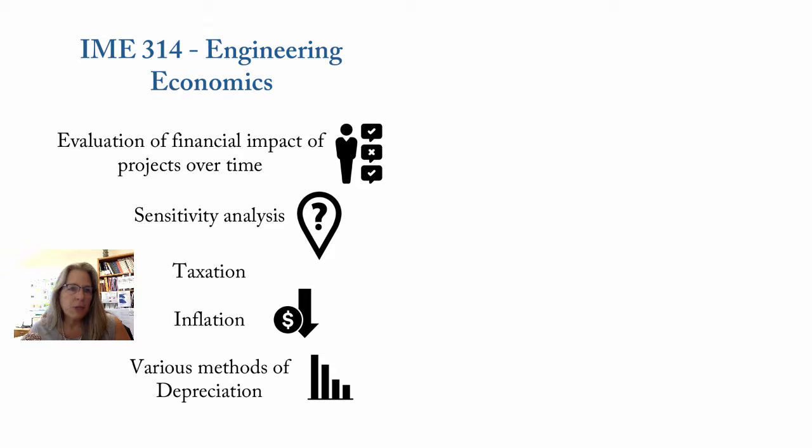There's also consideration of various taxation methods and inflation, and then depreciation. Taxation and depreciation affect after-tax cash flow. But in the United States, there's only one method of depreciation that is used by the IRS, but historically this class has covered various types of depreciation methods.